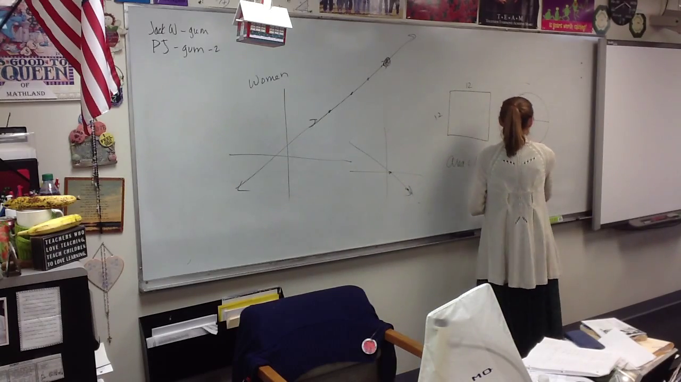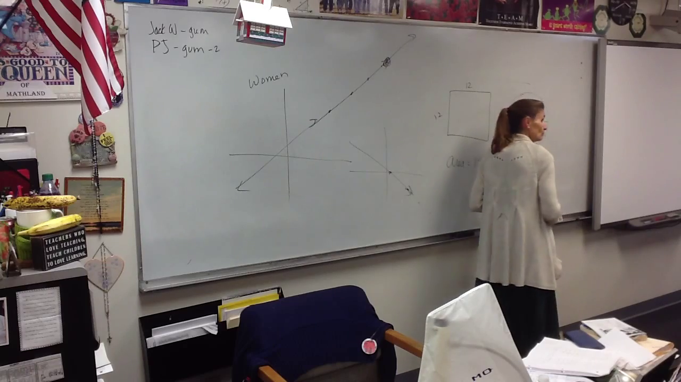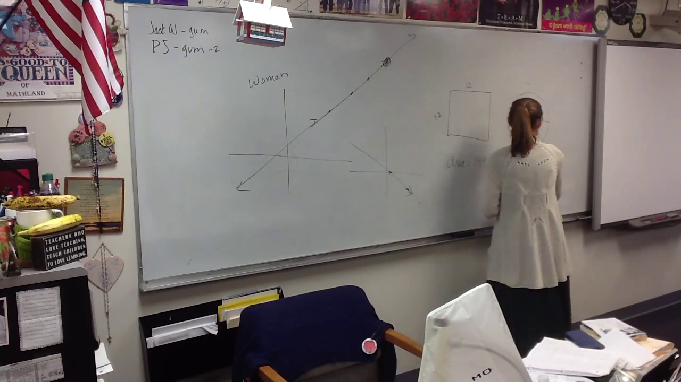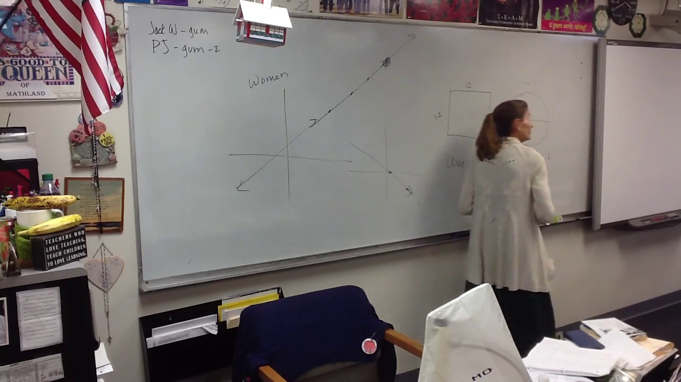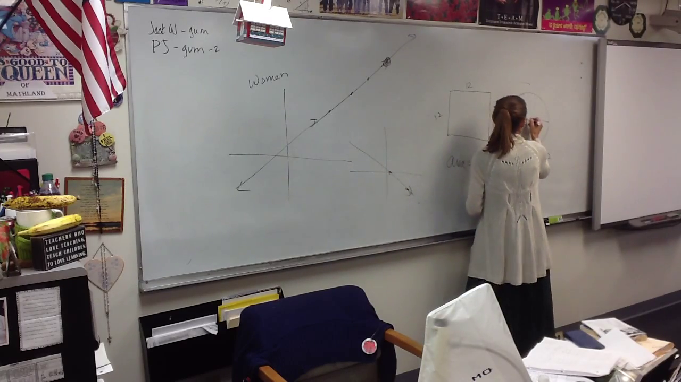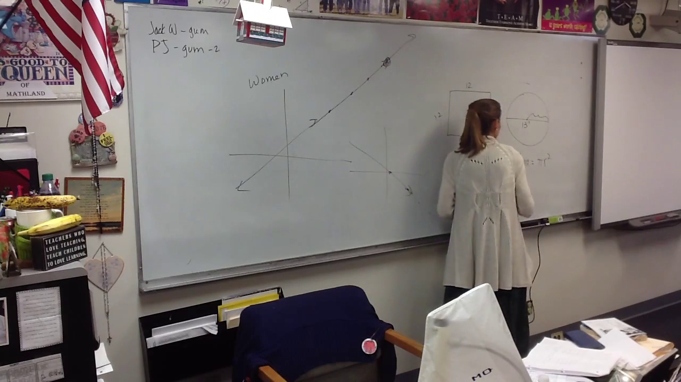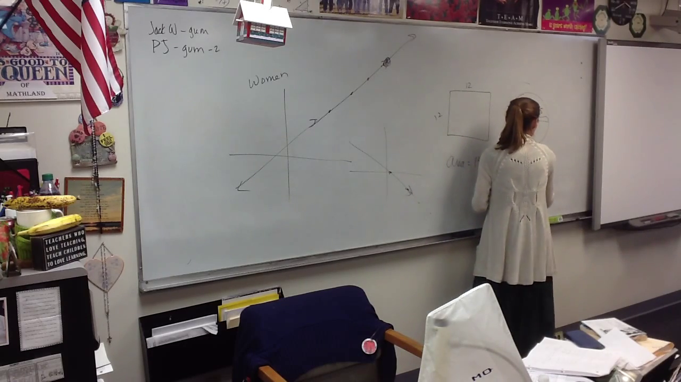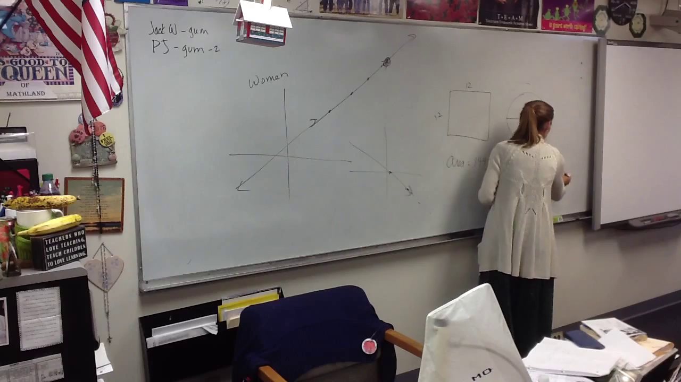Now this is a circle. How do I find the area of a circle? Start with pi r squared. That's it, pi r squared. Oops, I need r. This is the diameter. What's the radius going to be? 6.5. So I'll have pi times 6.5 squared.